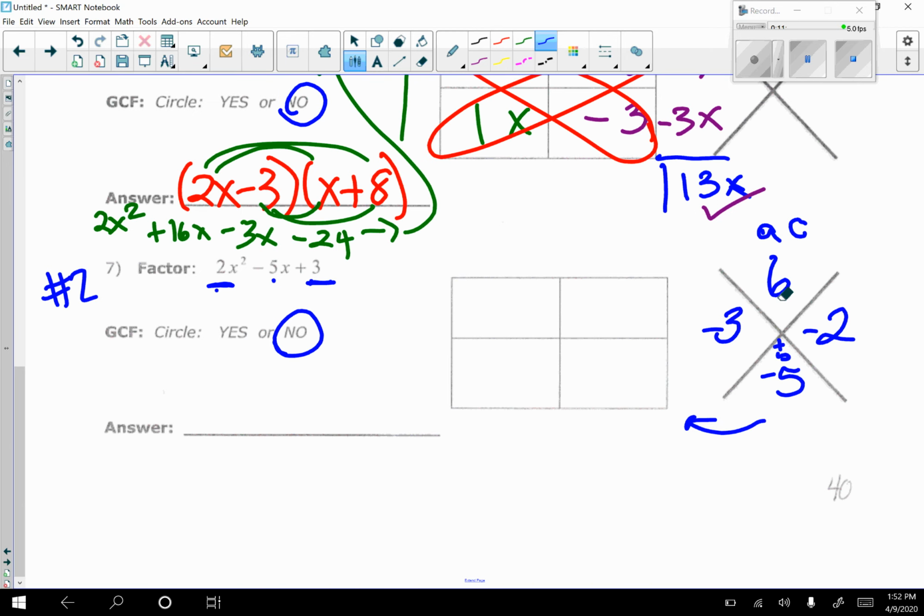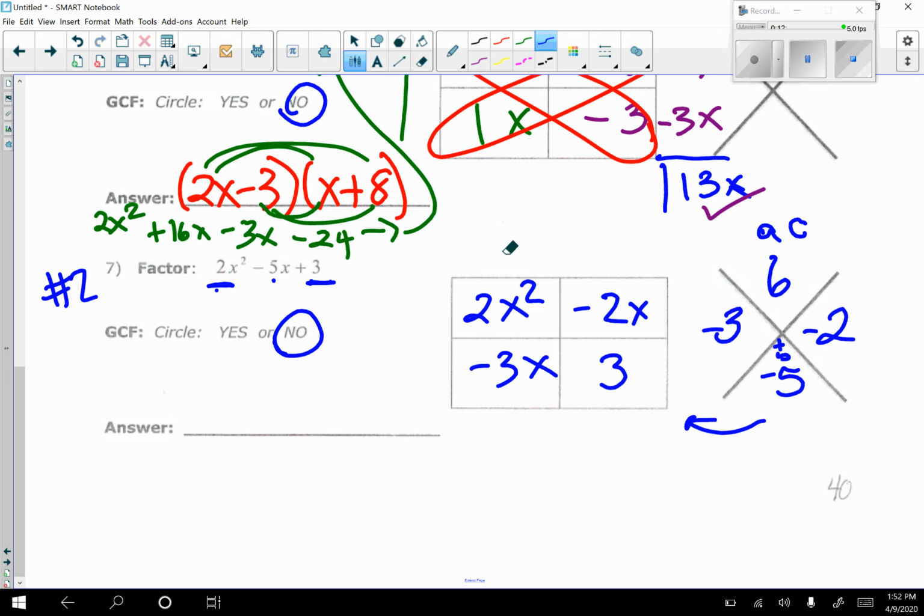So here's what I'm going to do. I'm going to fill in the boxes here. My first term is 2x squared. My last term is 3. Okay, then I have my outer and my inner here. Negative 2x and negative 3x. It does not matter which goes where. I just set it up that way.